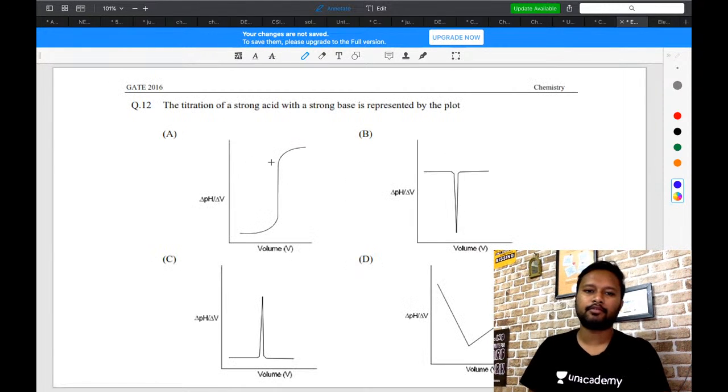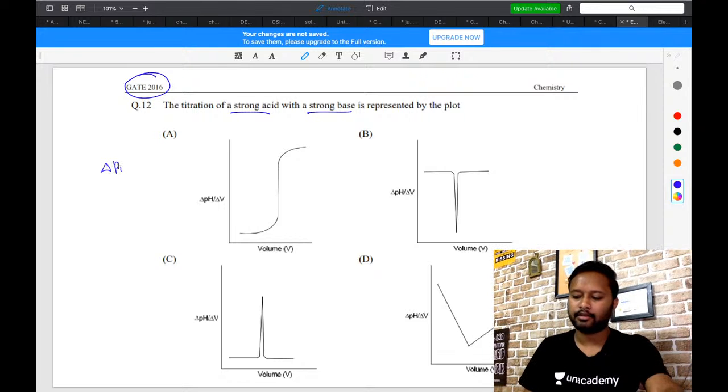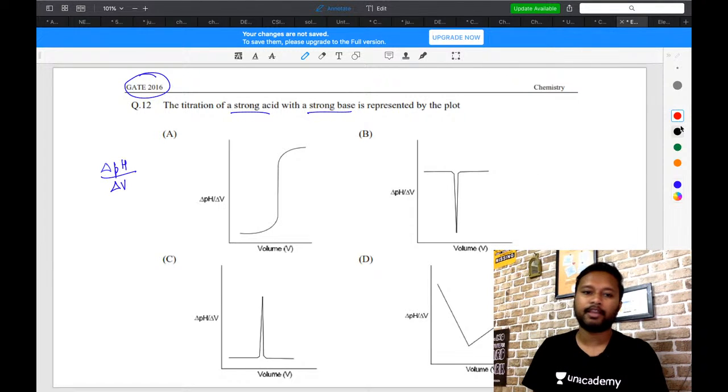This was a question from GATE, asked in GATE 2016. It says titration of a strong acid with a strong base is represented by the plot. You have to be very careful about what you are plotting on the x and y axis. On the y axis you are plotting delta pH by delta V. Delta pH means change in your pH values. So what's the change in pH happening?